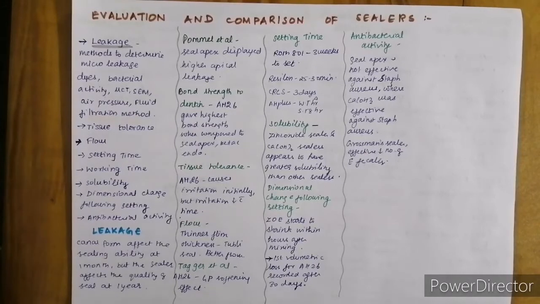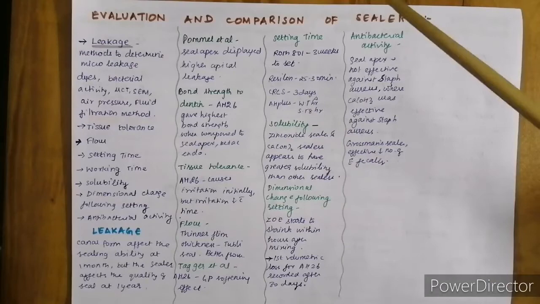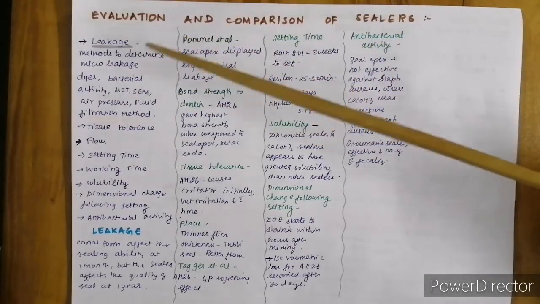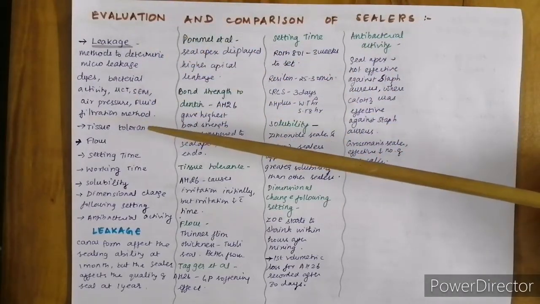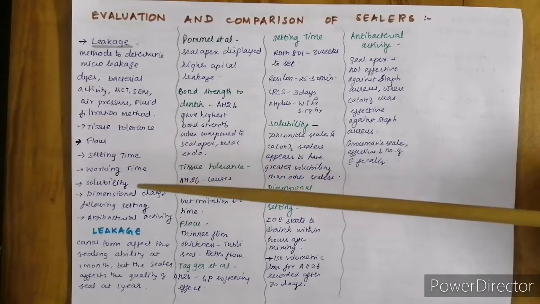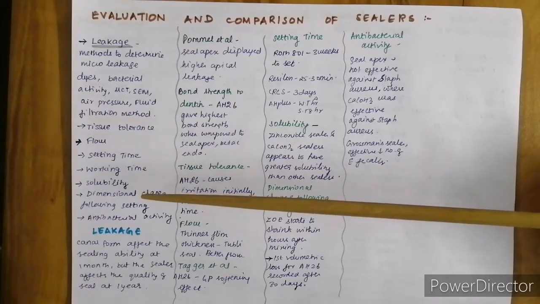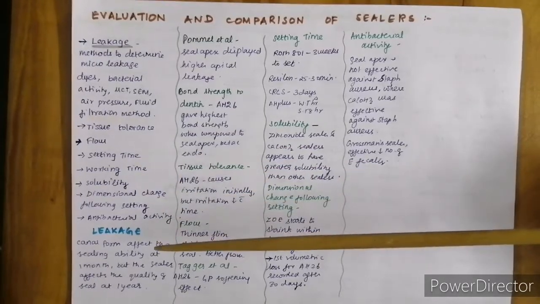Evaluation and comparison of sealers. If we do not evaluate and compare between the sealers, our answer will not be complete. Whenever we are going to evaluate a sealer, these are the points we should look for: leakage, tissue tolerance, flow, setting time, working time, solubility, dimensional change, and antibacterial activity.